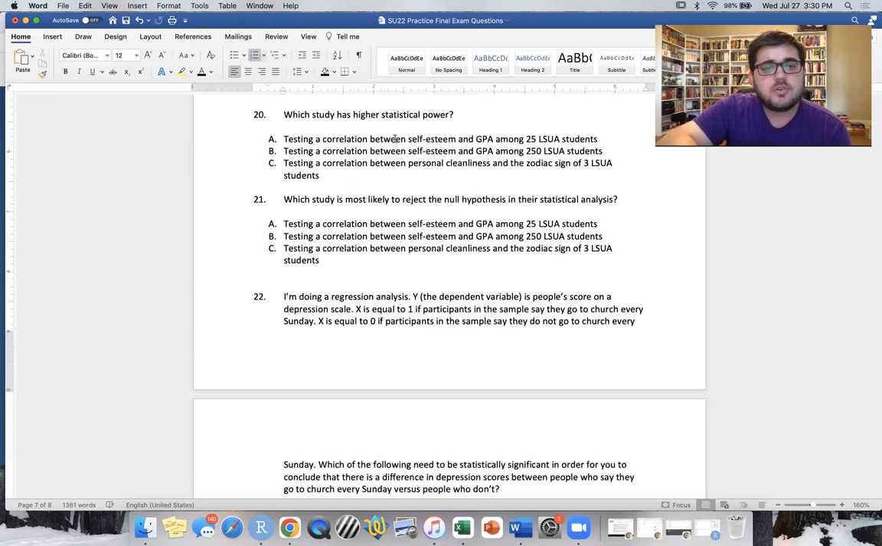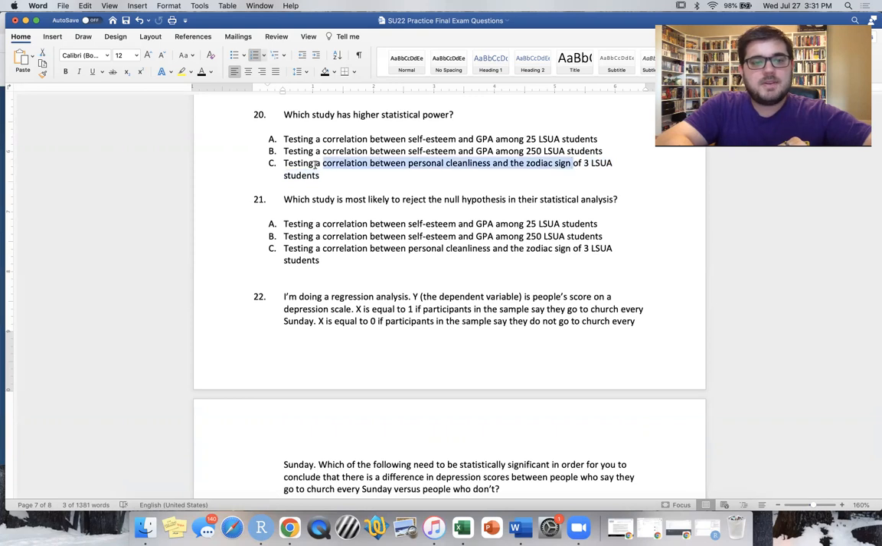Let's see, you're testing a correlation between self-esteem and GPA among 25 students, and the same thing but with 250. And then you're testing a correlation between personal cleanliness and the zodiac sign, like if you're a Taurus or Aries or something, with 3 LSUA students. Well, I'll tell you right now, you have greater statistical power when your sample size increases, all else being equal. So 3 students is not a very big sample size. So you probably wouldn't have a lot of statistical power in option C here.